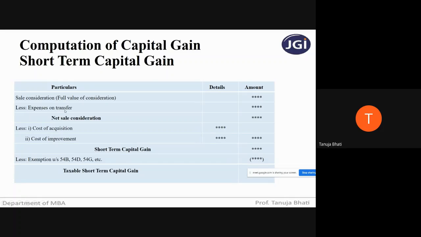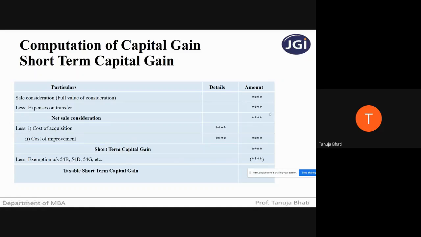Less: expenses on transfer. While you are selling the asset, you may incur various expenses like brokerage, commission. Suppose you are selling a house property, to sell that property you may need to hire a broker, so you need to pay the broker some brokerage charges, correct? Those are the expenses relating to your sale. From the sales value you are getting from the customer, you have to deduct the expenses incurred on the sale, on the transfer. You get net sale consideration. This is your net sales amount that you are going to receive in hand.